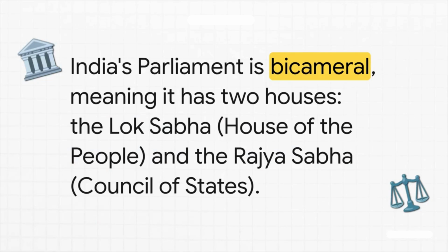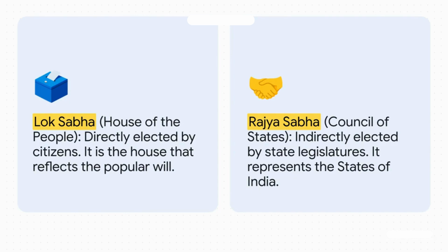And when it comes to making the laws for the whole country, that power is split. It's what's known as a bicameral legislature, which is just a fancy way of saying it has two houses, the Lok Sabha and the Rajya Sabha. So here's how they balance out representation. The Lok Sabha, that's the House of the People, is directly elected by every single citizen. It's meant to reflect the popular will. Then you have the Rajya Sabha, the Council of States, which is indirectly elected by the state governments. This makes sure the interests of the individual states are represented at the national level.